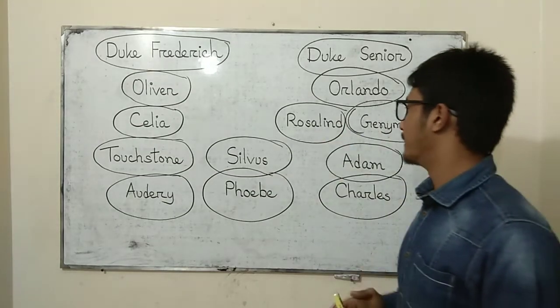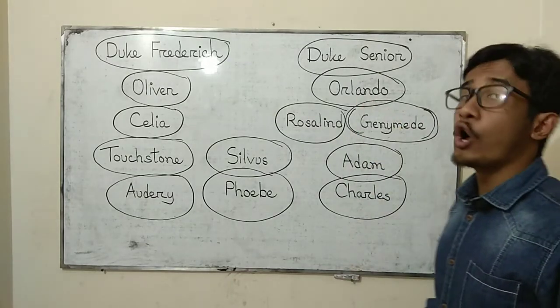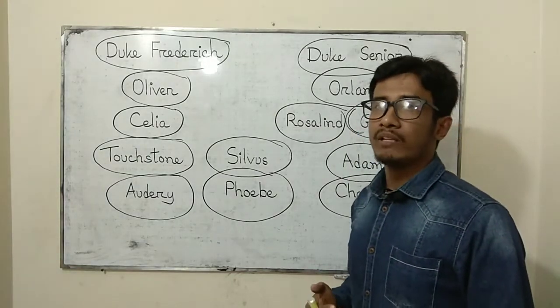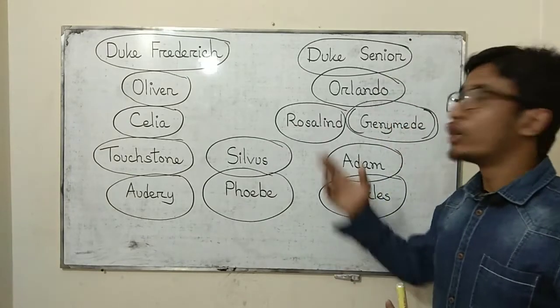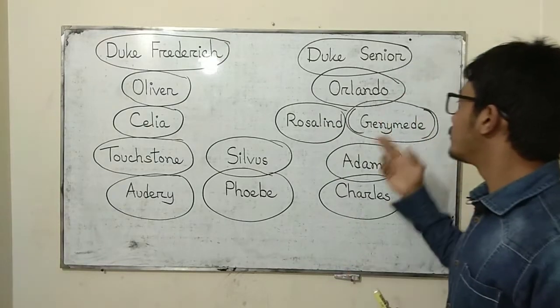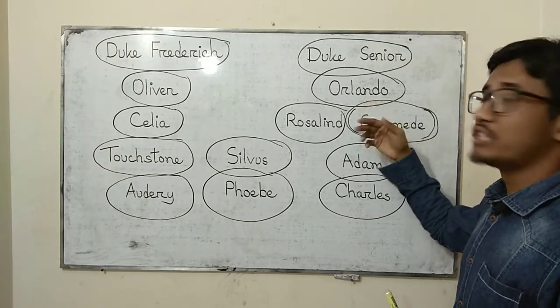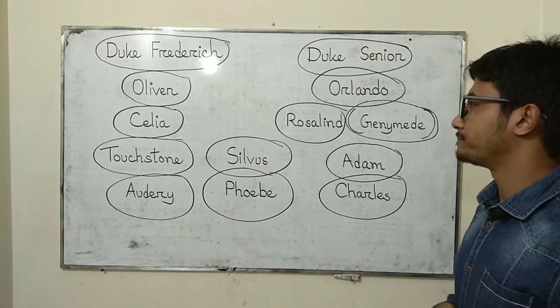So what happens? Rosalind, who is in the form of Ganymede, appears to Orlando and tells him that she can teach him the way he will be able to woo Rosalind. It was obviously Rosalind herself. So Ganymede starts teaching Orlando the way of wooing a woman.